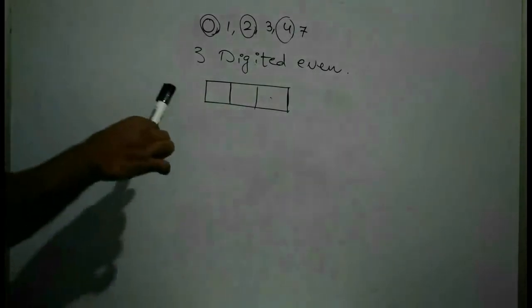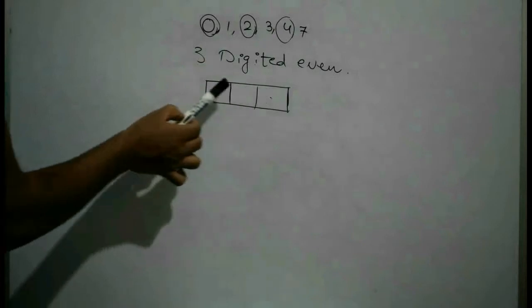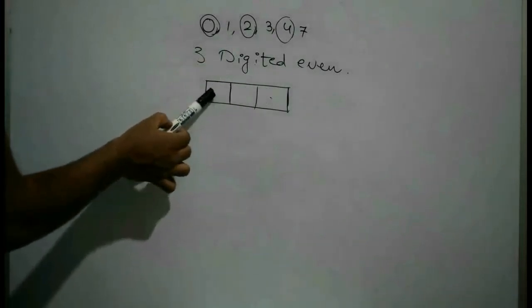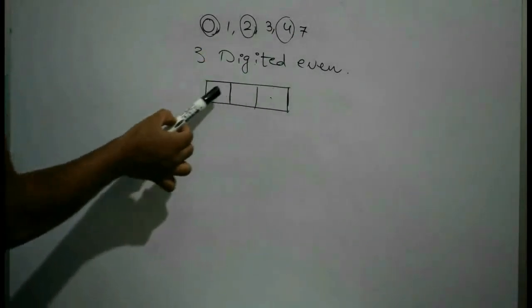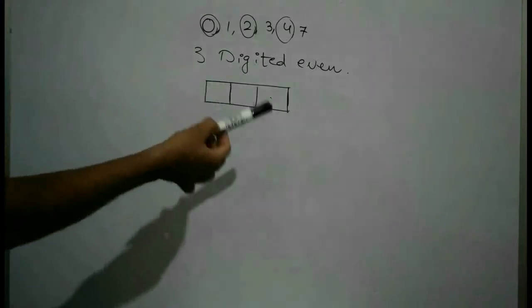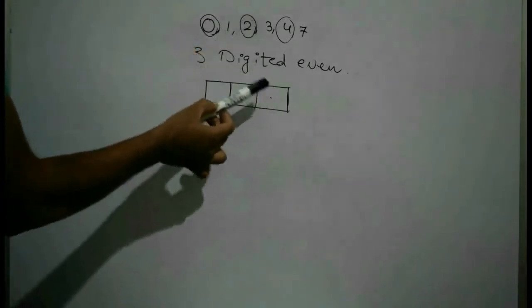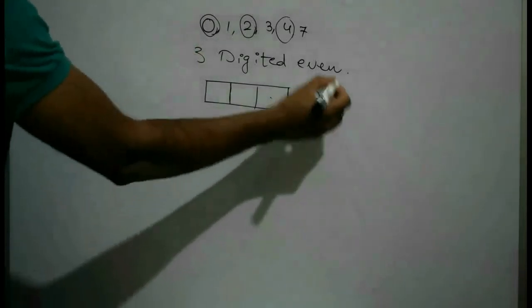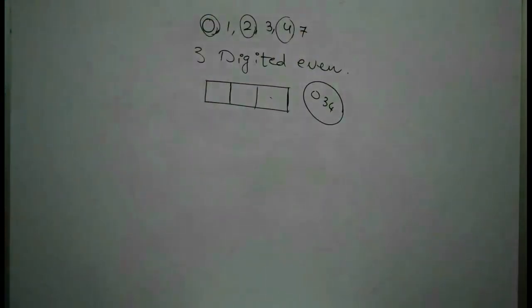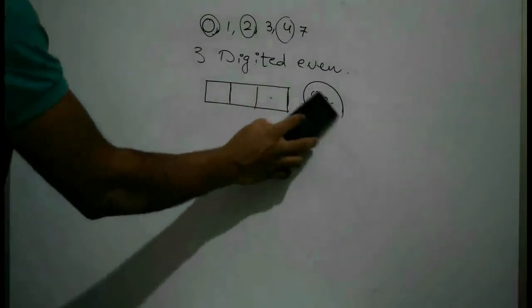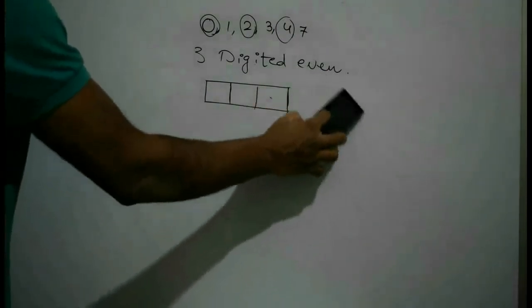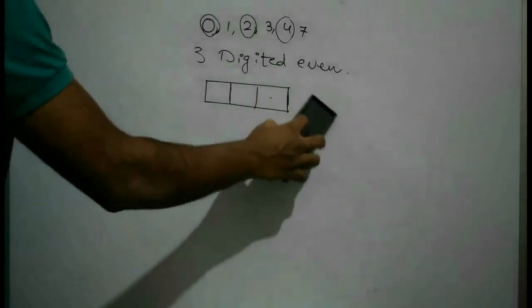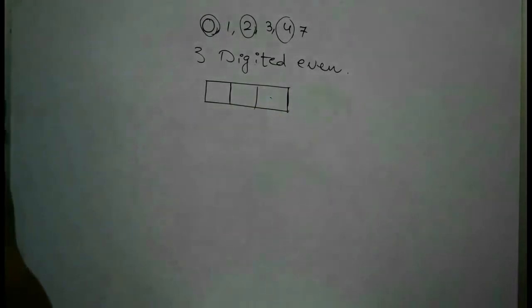But there is a problem. Whenever you use 2 here, if 0 comes here, once again I am repeating, what happens? That will become 0 3 4, something like this. But it is not a 3-digited number. Actually it is 34, we will say it is a 2-digited number. So there will be a problem in filling these digits whenever 0 is present.